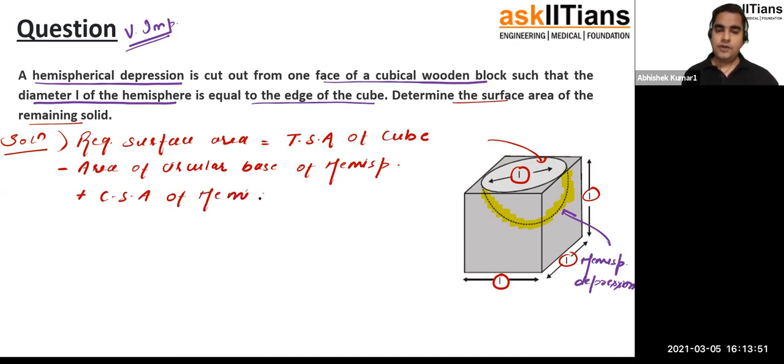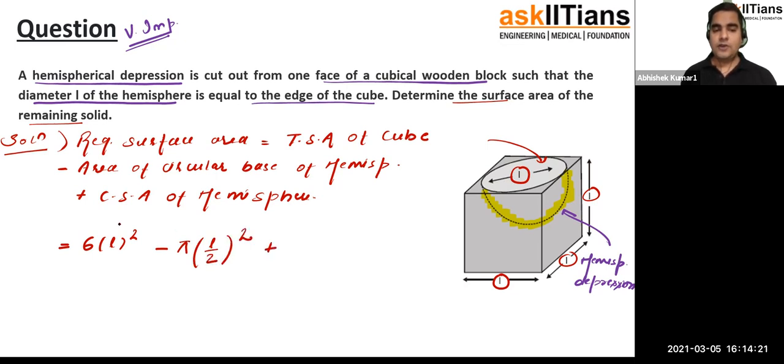So if you talk about the total surface area of a cube, we know the total surface area of a cube is always given by 6 into side square. Here the length of the side is equals to L unit. So that would be given by 6 into L square. Clear? If you talk about the circular base, then the circular base has got diameter equals to L unit. So what will be the area of this circular base? That will be pi. Radius will be L by 2. So pi L by 2 square.